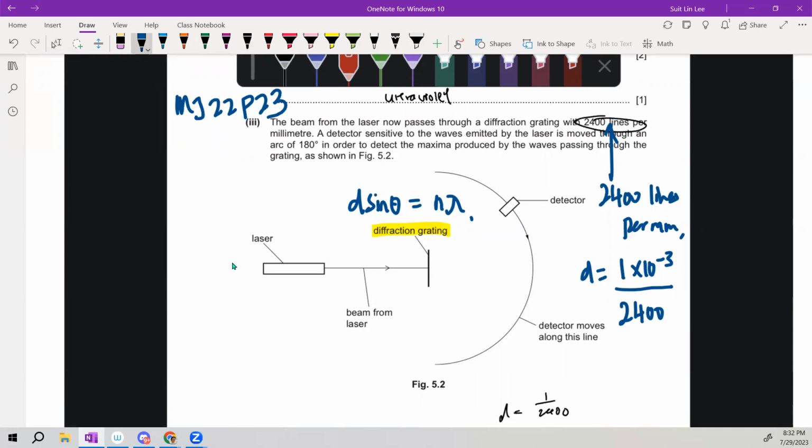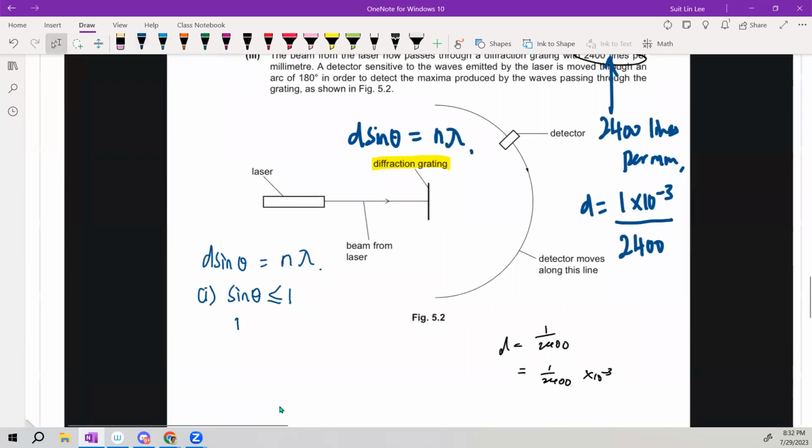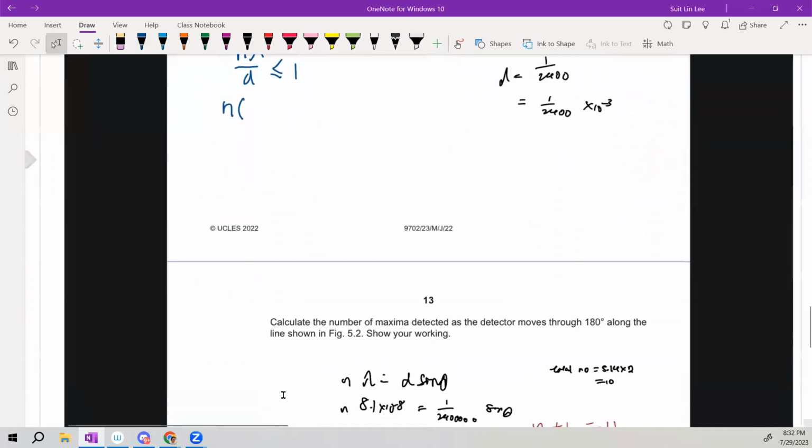Okay, so I substitute into the equation d sine theta equals n lambda. Step 1, I know that sine theta must be less than or equal to 1. So this means my n lambda over d is less than or equal to 1. I'm looking for n because I want to find the number of maxima. I have lambda given in the question.